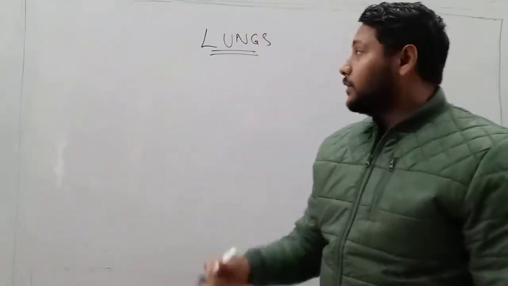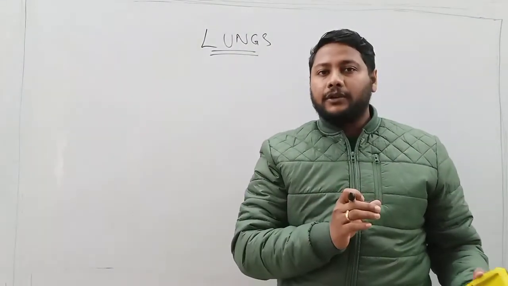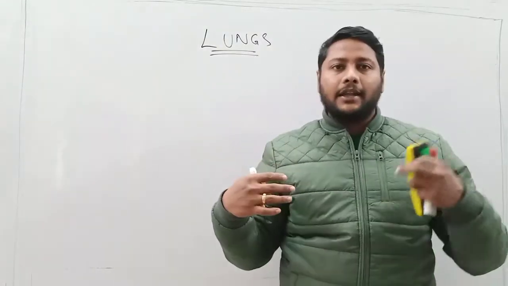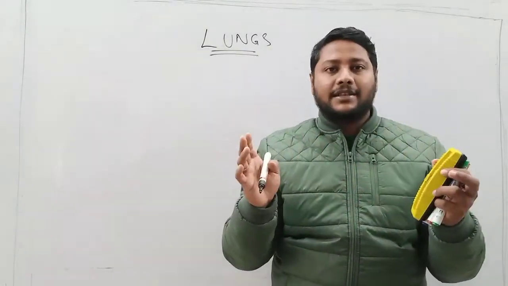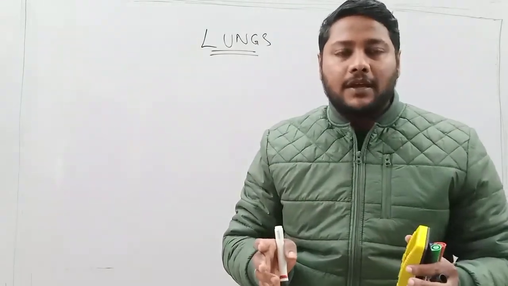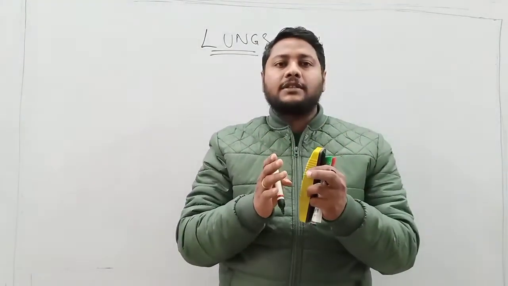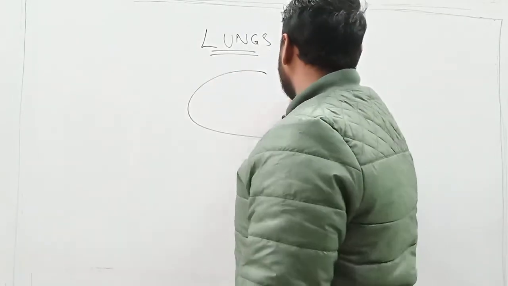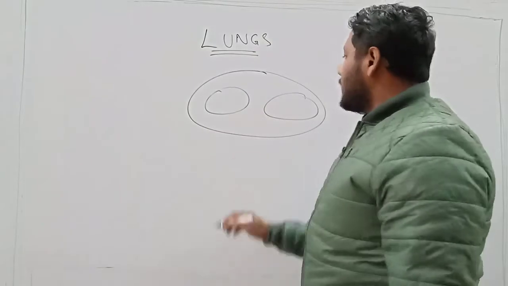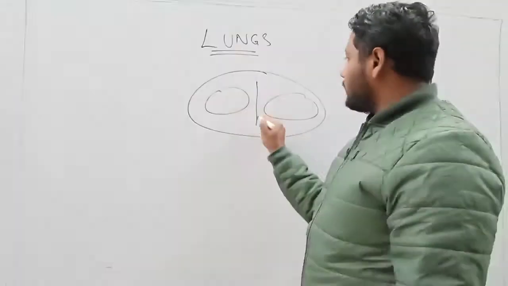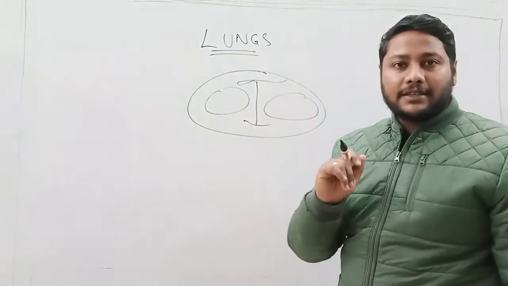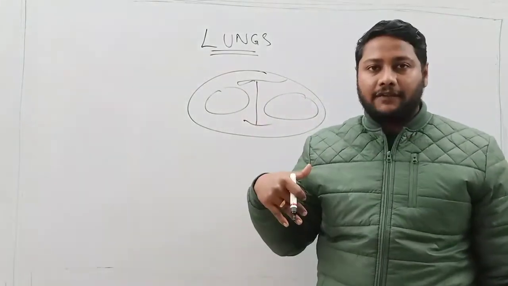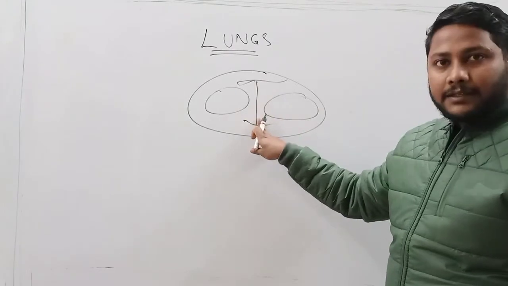Now, as we all know, the lungs are a pair of respiratory organs located in our thoracic cavity. There are two lungs, the right lung and the left lung, separated by the mediastinum. What is the mediastinum? The mediastinum is the space located in between the two lungs in the thoracic cavity. If these are the two occupying lungs, the space in between them is the mediastinum. So there are two lungs, the right lung and the left lung, in the thoracic cavity, separated by the mediastinum.